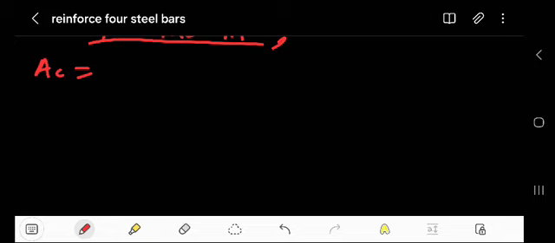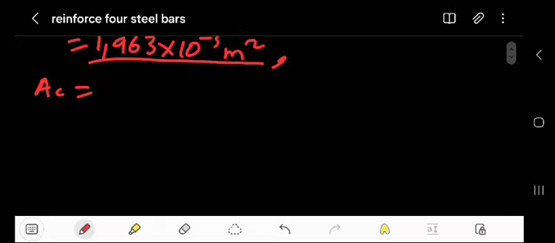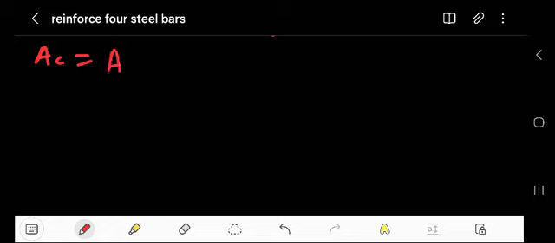Because they've given the dimensions there, the column is a square, so the area will be 0.3, the width, divided by 1000, multiplied by 0.3. Let me just explain: the area of the concrete will be the total area of that concrete column minus the area of the steel. The total area of that column is a square at the bottom.